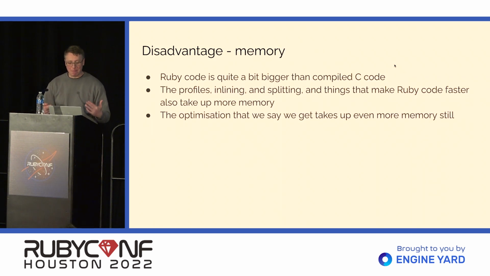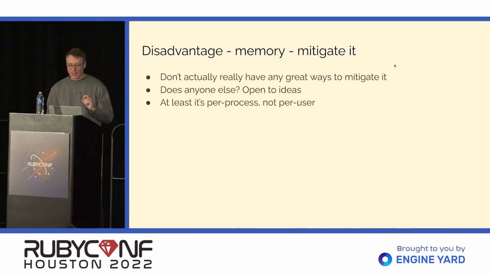Another disadvantage is memory. Ruby code, although it's more compact on the screen, is bigger in memory than compiled C code, which is really compact. The profiles, inlining, and splitting, that's a technique I'll talk a little bit about later, and things that make Ruby code faster also take up more memory and end up being potentially quite a lot more memory. And the optimizations we say that we get out of this also take memory to run. So the JIT compiler, things like that, all take memory and all add up to being quite a lot of memory. Can we mitigate this?